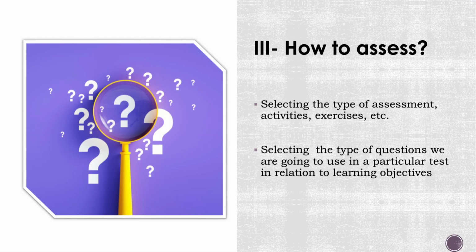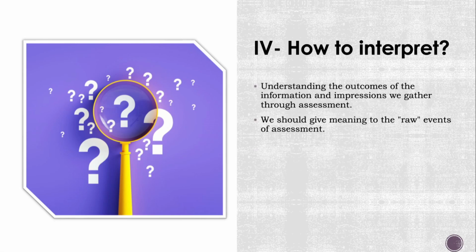Now, the next dimension would be how to assess: selecting the type of assessment, activities, exercises, etc. Selecting the type of questions we're going to use in a particular test in relation to learning objectives. Number 4, how to interpret, which is understanding the outcomes of the information and impressions we gather through assessment. We should give meaning to the raw events of assessment.